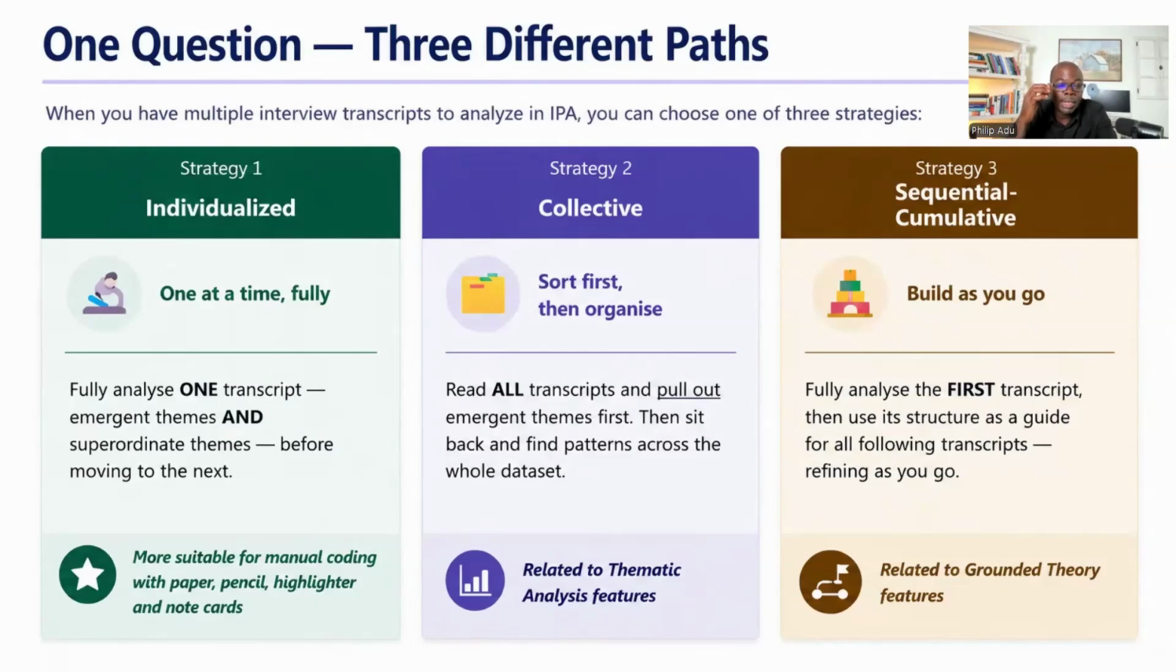So the individualized strategy is the popular strategy when it comes to using IPA. It's the original way of analyzing the data, right? It's individualized because you're going to analyze each transcript, develop theme for each of the participants, right? So each participant will have their own theme. And after that, you can bring all the themes together to form the master theme. So it's individualized because you individually analyze participant information so that you get a complete understanding of each participant experience before you think about the overall experience.